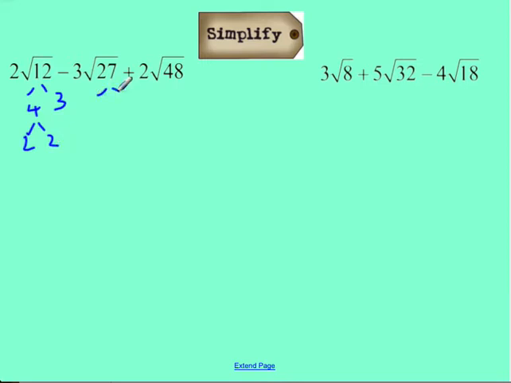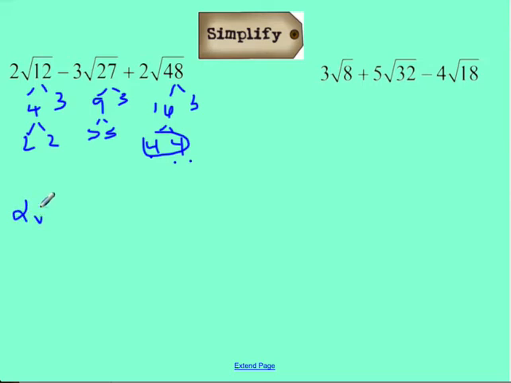With 27, I have 9 and 3, and 9 breaks down to 3 and 3. Well, I'm going to be smart about 48 because when we look at 48, 16 goes into 48. 16 and 3. Well, 16 is a perfect square that breaks down to 4 and 4. And I'm just going to stop. You could keep breaking this down to 2 and 2, but I already have a pair, so I'm just going to stop.